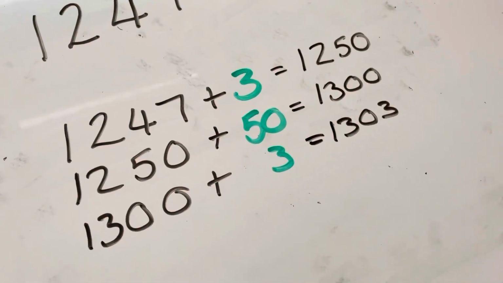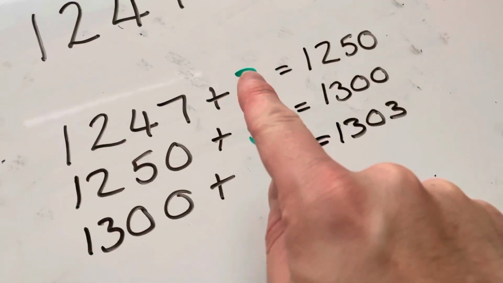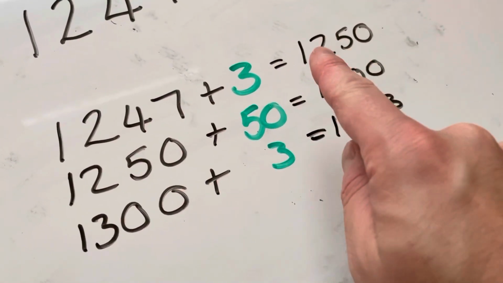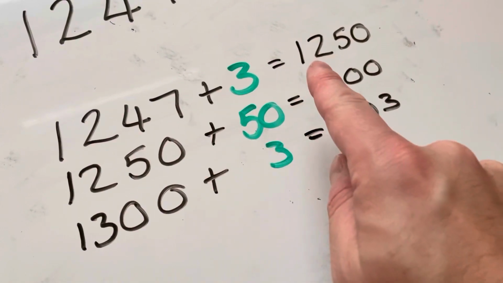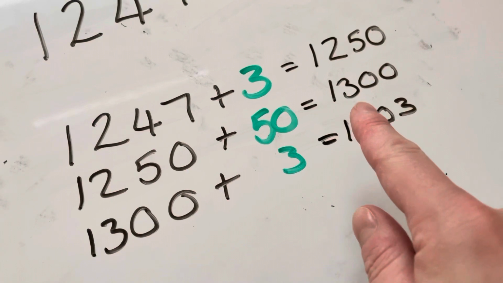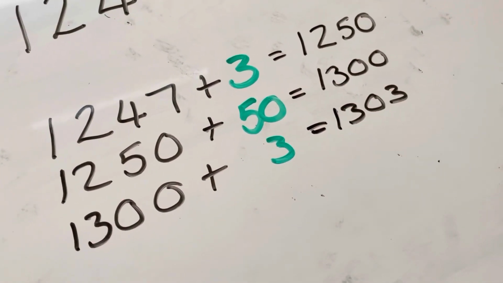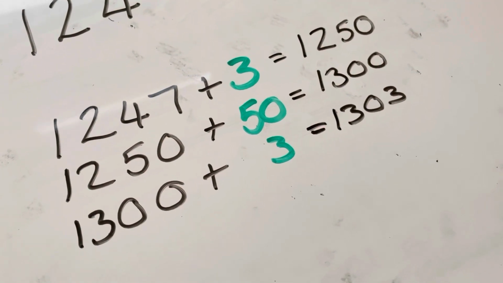Well, how did you get on? Hopefully we all got the same answer. This is what I did. First of all, I worked to a friendly number, so I got rid of my 7. So I added 3 to do that, 1,250. I knew that 50 add 50 was going to take me to 1,300. That left me with 3 left to add, 1,303. Hopefully you got the same answer.